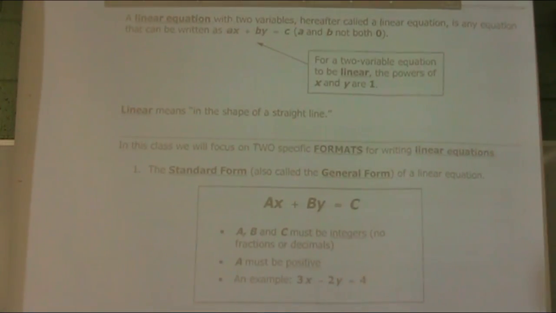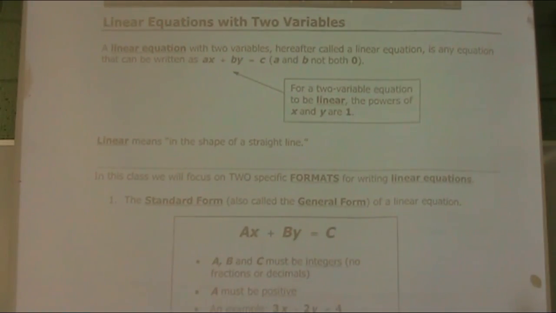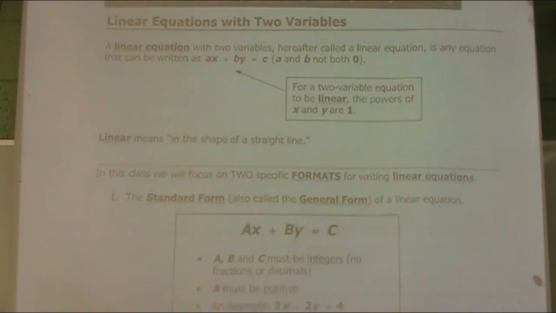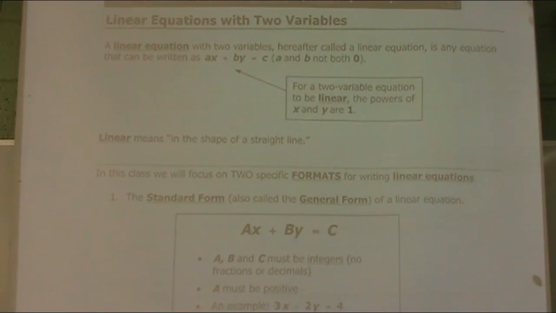What we're going to talk about here is linear equations with 2 variables. And we're going to talk about how they might look when we see them. So first of all, a linear equation with 2 variables, hereafter called a linear equation, is an equation that can be written as ax plus by equals c. And when we say that, all we mean is that the a, b, and c are numbers. All right? That's it. There's an x, there's a y. The power of x is 1, so you don't see it. The power of y is 1, so you don't see it.